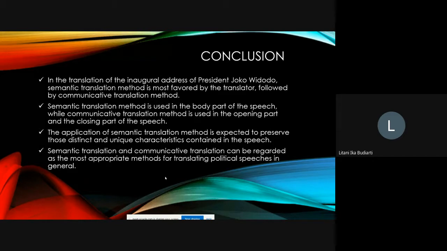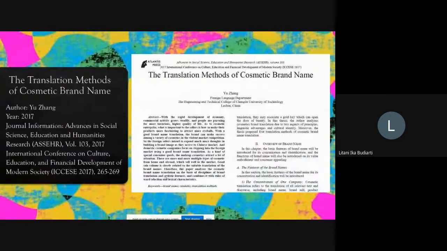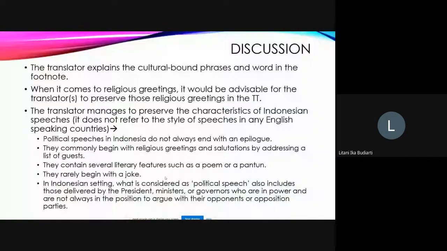And the third one, the application of the semantic translation method is expected to preserve those distinct and unique characteristics contained in the speech. And the last one, semantic translation and communicative translation can be regarded as the most appropriate methods for translating political speeches in general. And so that's the end of my first article.